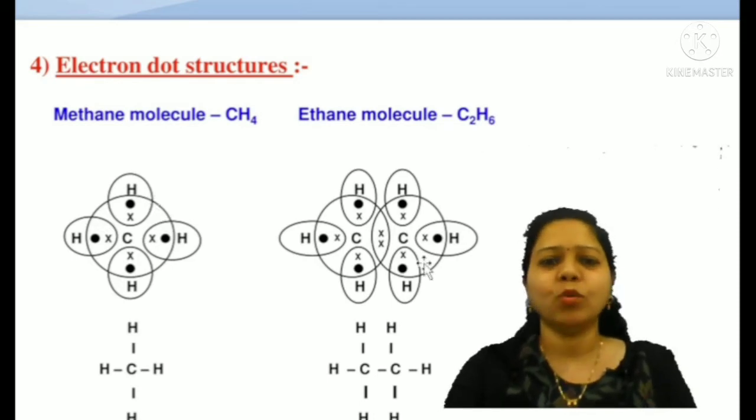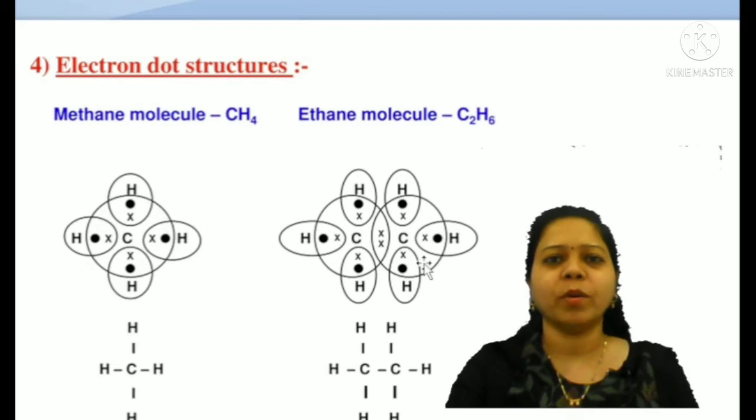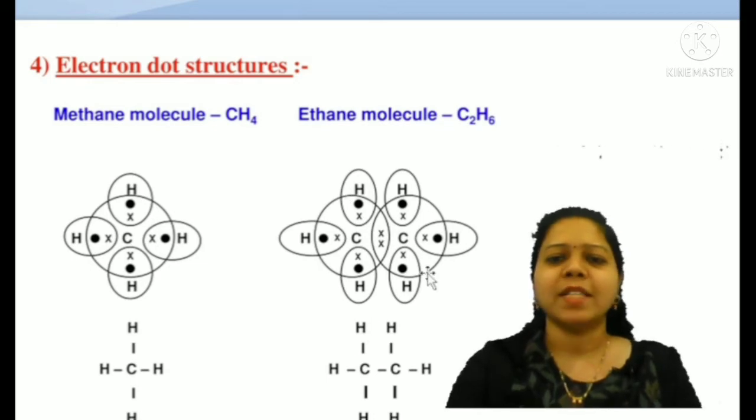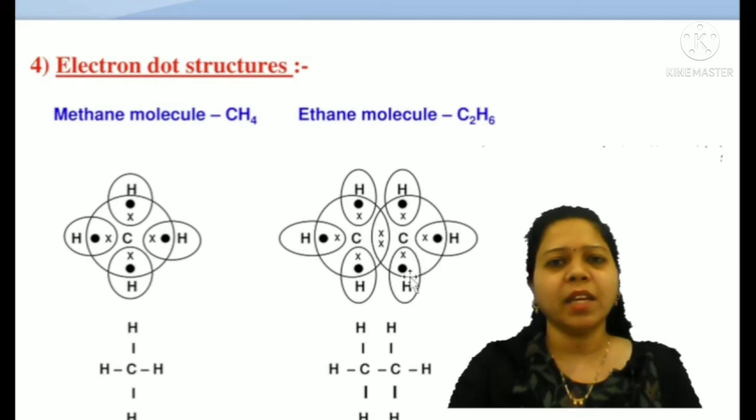Now next, how to form the ethane molecule, or the electron dot structure of ethane. The molecular formula for ethane is C2H6. Here one carbon combines with 3 hydrogens. The second carbon again shares electrons with 3 other hydrogens, and one electron is shared by each carbon with the other and forms an ethane molecule.